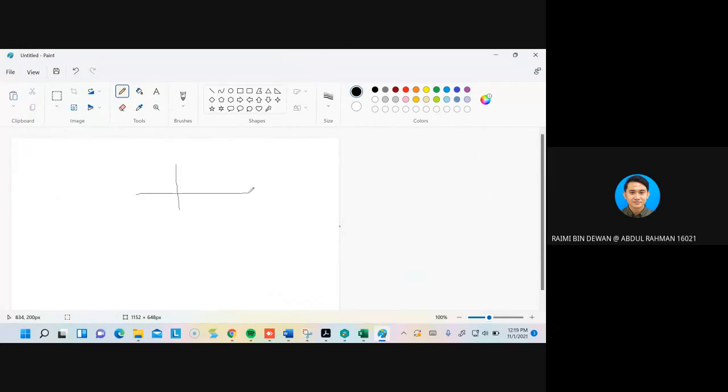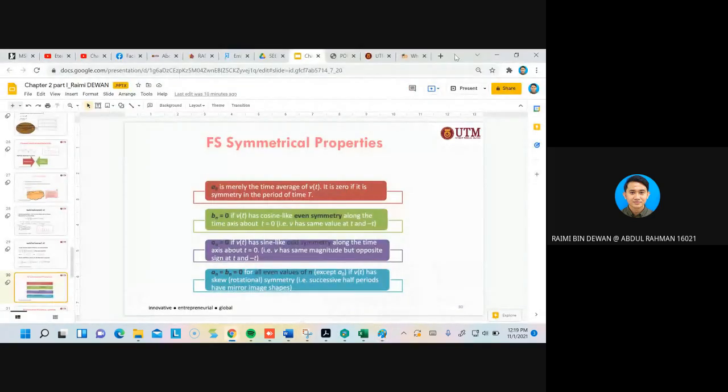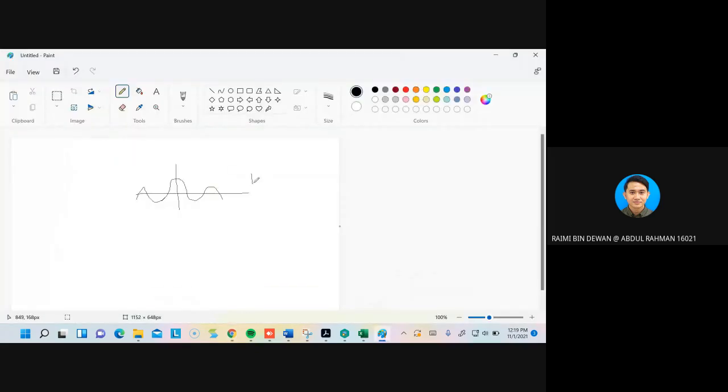So if you have cosine symmetry like this, cosine symmetry, your Bn should be 0 if you have this symmetry.